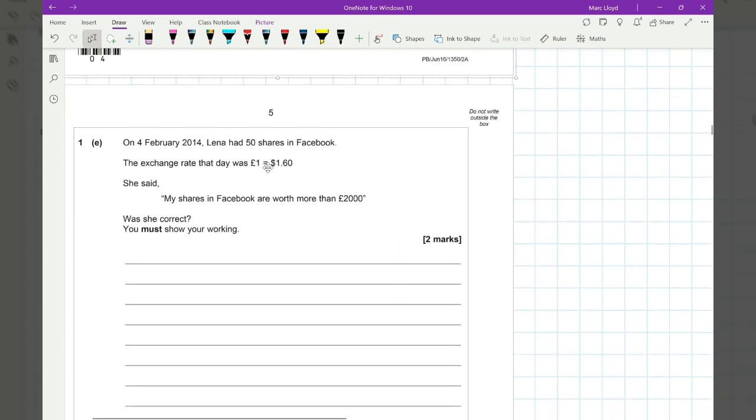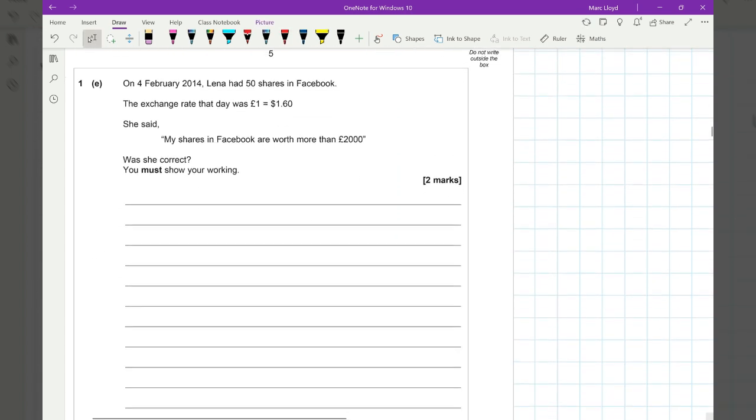Okay. Part E. On the 4th of February, Lena had 50 shares in Facebook. The exchange rate that day was £1 to $1.6. She said, my shares in Facebook are worth more than £2,000. Was she correct? What's the Facebook share worth?